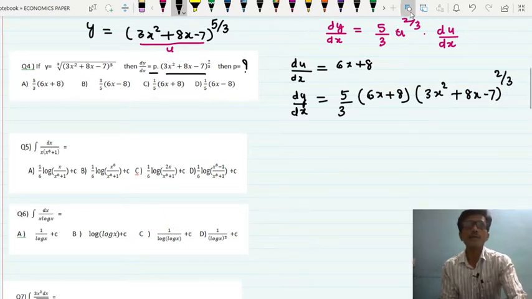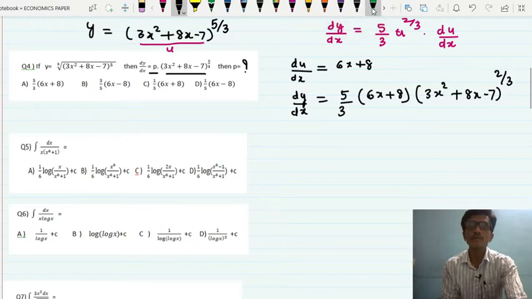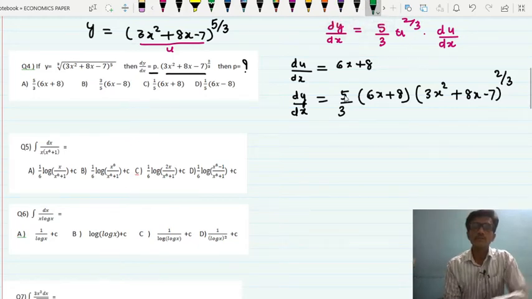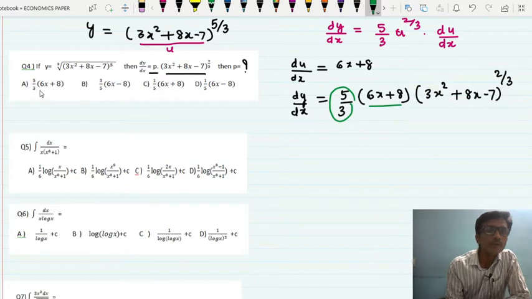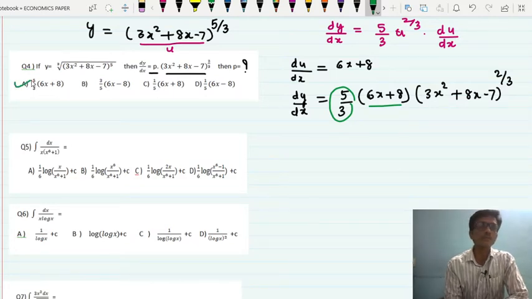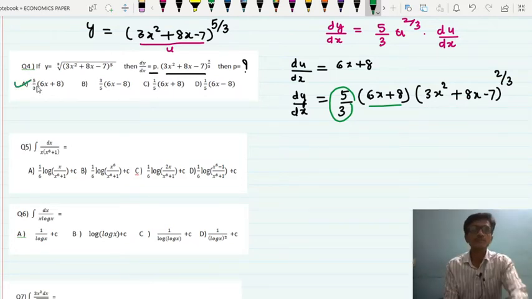So what is required here? Here we required this p, which is equal to 5 by 3 into 6x plus 8. So it is 5 by 3 into 6x plus 8. So A option is the correct option.